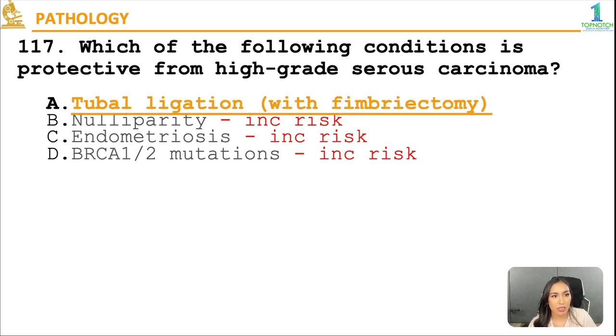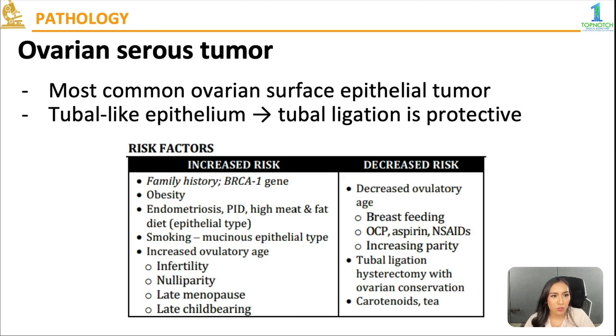Why? Let's look at this table. Ovarian serous tumors are the most common ovarian surface epithelial tumor. It has tubal-like epithelium. They actually postulate that it comes from the fallopian tubes. Therefore, tubal ligation is protective. So, this table actually came from your gyne handout.